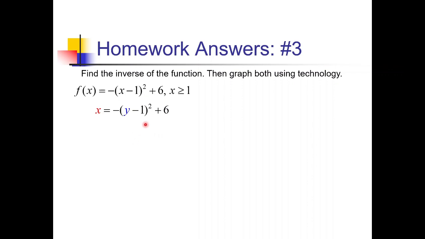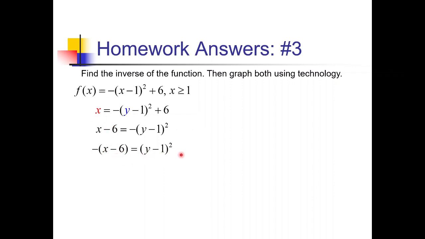And now we start the process of isolating y. First step, I'm going to have to get rid of this plus 6 by subtracting it to the other side. Next, I need to get rid of this negative so that I can get the squared stuff by itself. So I'm going to rewrite this stuff over here as negative parentheses x minus 6. If I wanted to, I could have written this as 6 minus x. Either of those are equivalent.